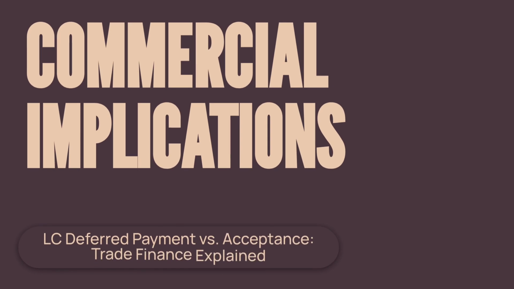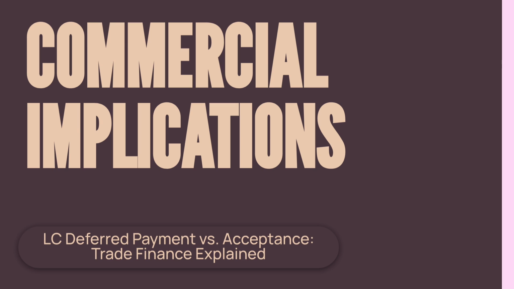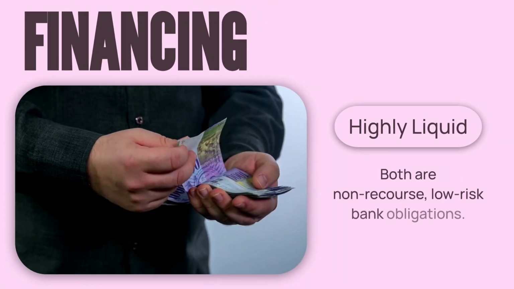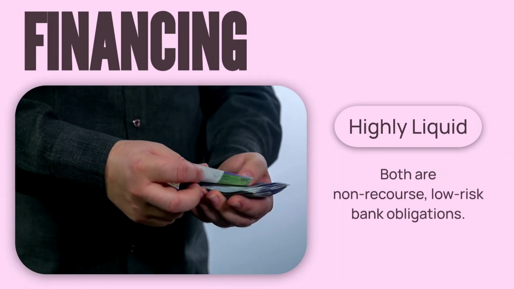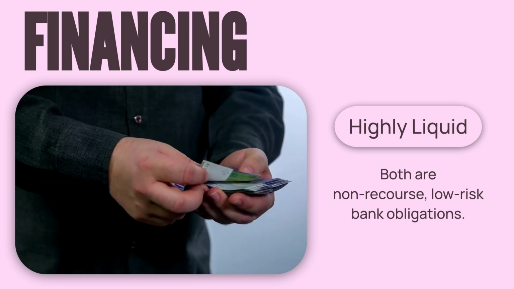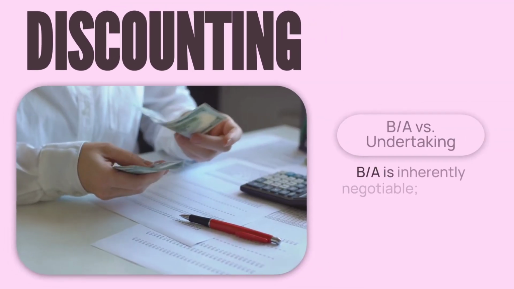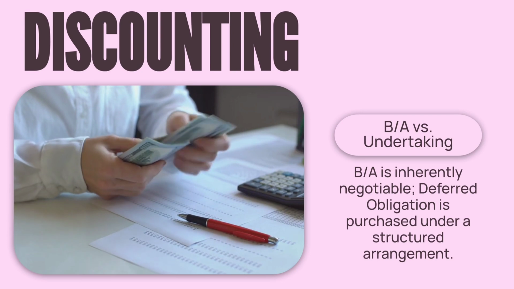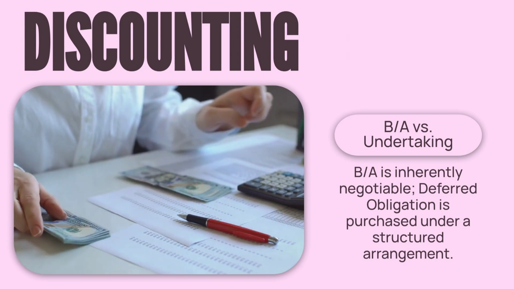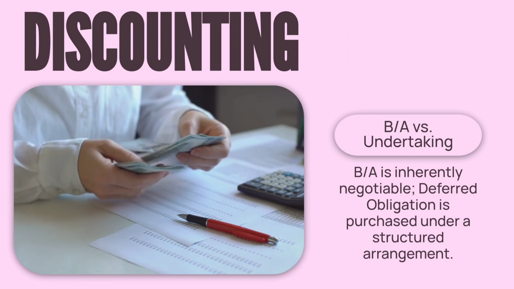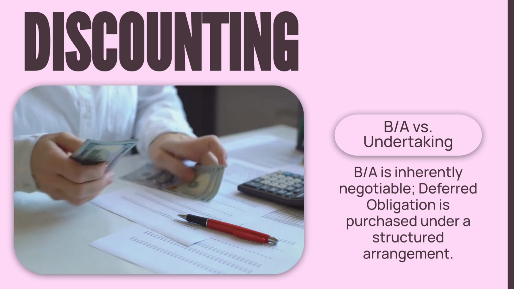The choice between these two mechanisms heavily influences your ability to manage cash flow through pre-maturity financing, also known as discounting. Both the deferred payment undertaking and the banker's acceptance are highly liquid and can be discounted or purchased for immediate cash. Discounting a BA is an established practice, since it is a negotiable instrument. Purchasing a deferred payment obligation is done under a structured financing arrangement.